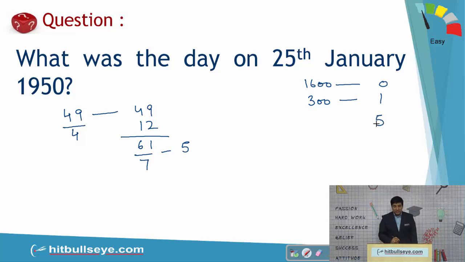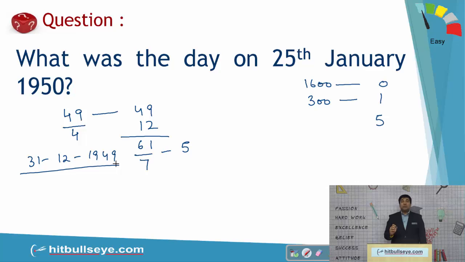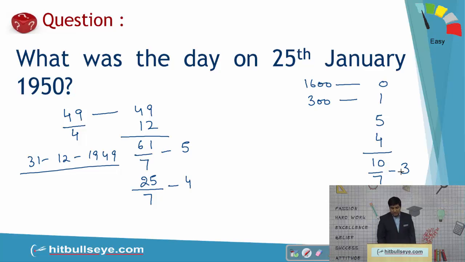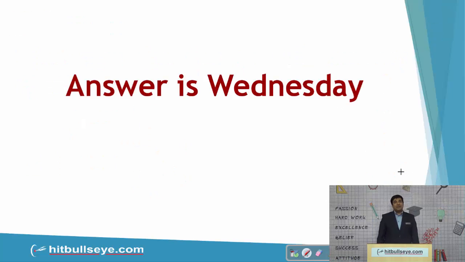This calculation is up to 31st December 1949. So coming to the year 1950, the date is 25th January. Again 25 extra days, dividing by 7, we have net 4 days. Adding this 4, the total number of days with us is 10. Dividing by 7, we have 3 extra days. So 3 odd days means Wednesday.